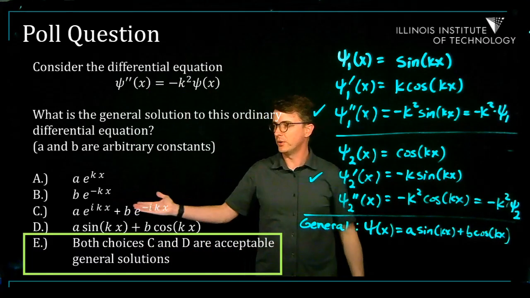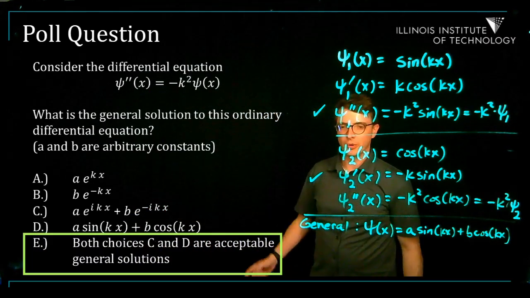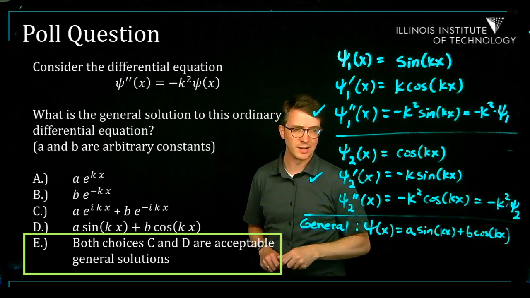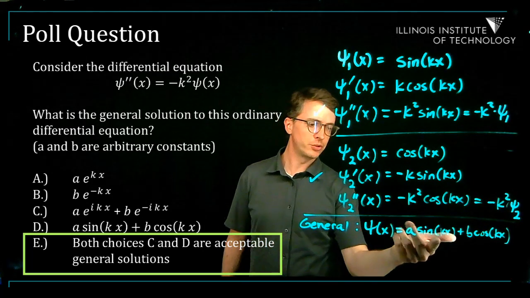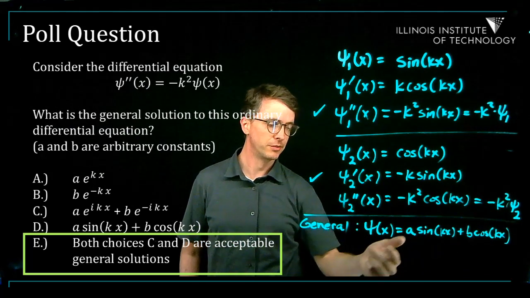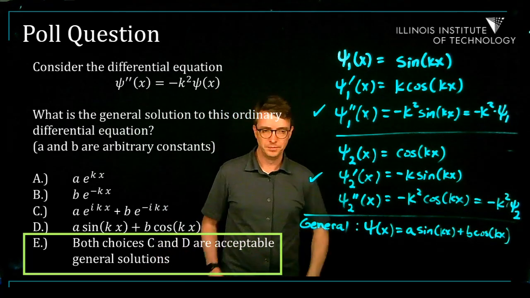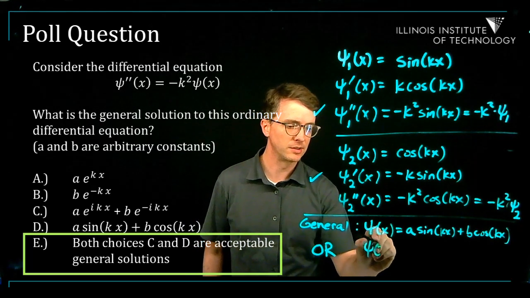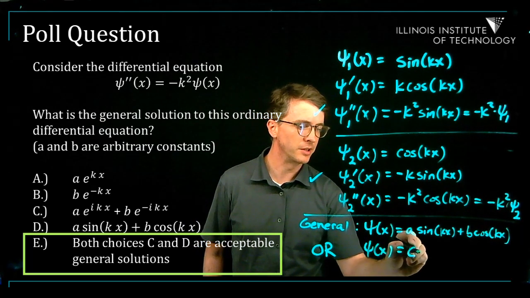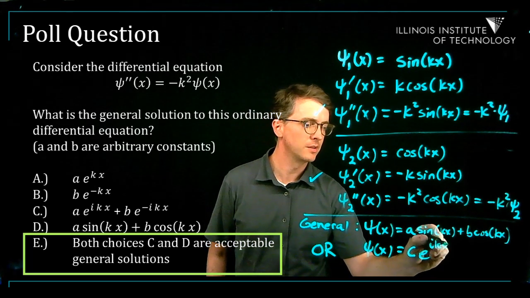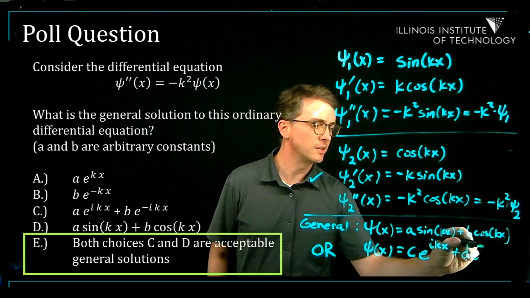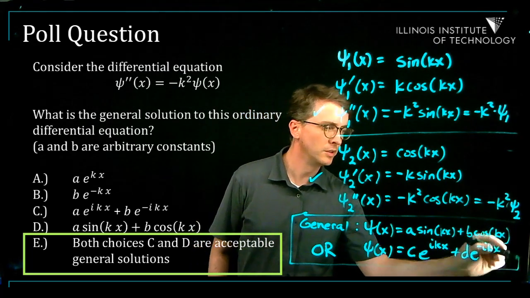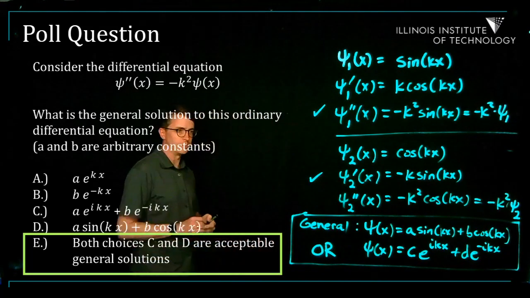So why is C also a solution? Because remember Euler's formula, e to the i kx is cosine kx plus i sine kx. So I can always trade these sines and cosines for complex exponentials. So I could also write it this way. I could say psi of x, maybe I should write some different constants here, c e to the i kx plus d e to the minus i kx. Both of those are acceptable. They're basically equivalent with different arbitrary constants in front.